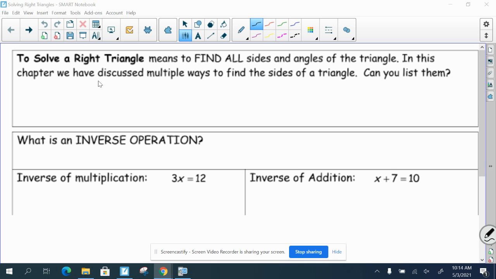This is the lesson on trig ratios part 2, on solving right triangles. To solve a right triangle means to find all side lengths and angles of the triangle. So far we have discussed multiple ways to find the side lengths of a triangle. We've learned the Pythagorean theorem, a squared plus b squared equals c squared. We've done trig ratios.